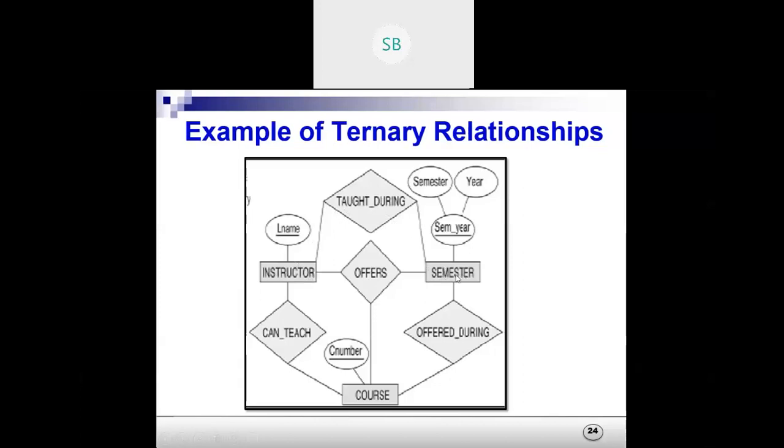Similarly, for offered during, how many participating entities are there? It is two, right? Semester and course. Similarly, for can teach, it is two. So all are binary except one, which is offers, which consists of three. That is why it is known as ternary. And we must try to avoid ternary and any higher types of relationship.